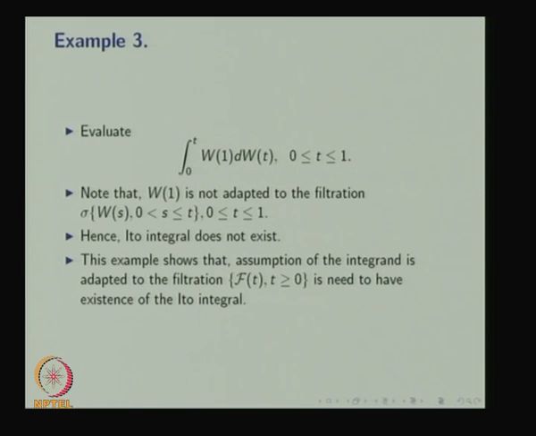Since it does not satisfy the condition that the integrand is adapted, the Ito integral does not exist. So this example shows that the assumption that the integrand is adapted to the filtration is needed for the existence of the Ito integral. So here the Ito integral does not exist.